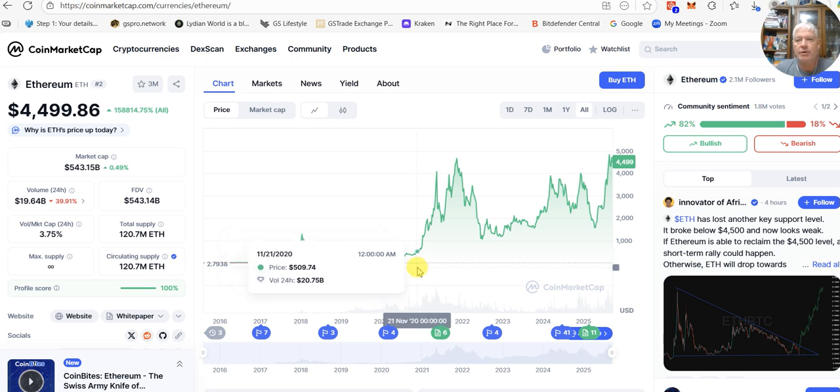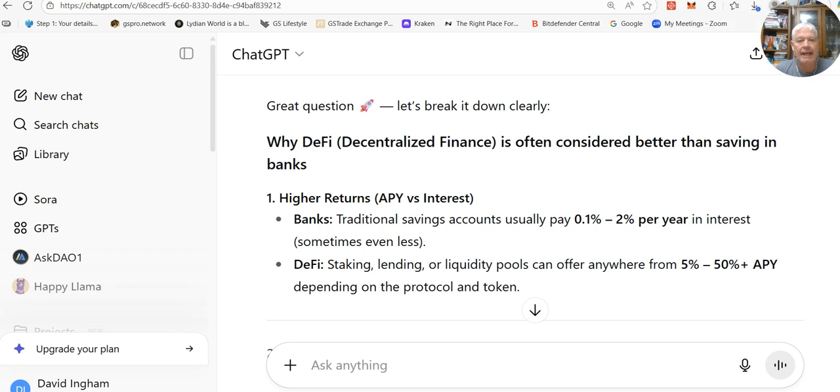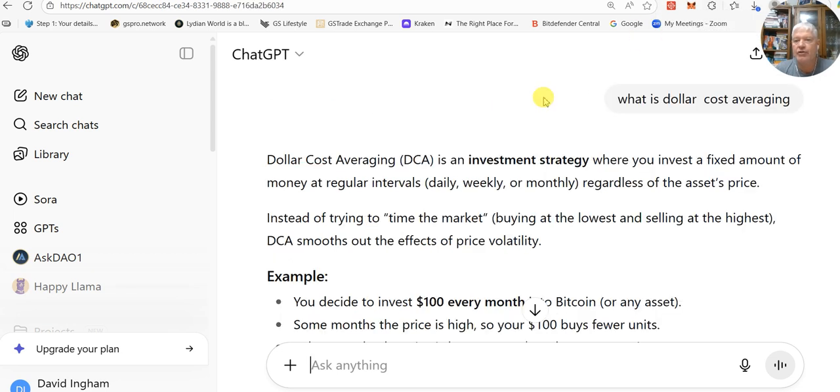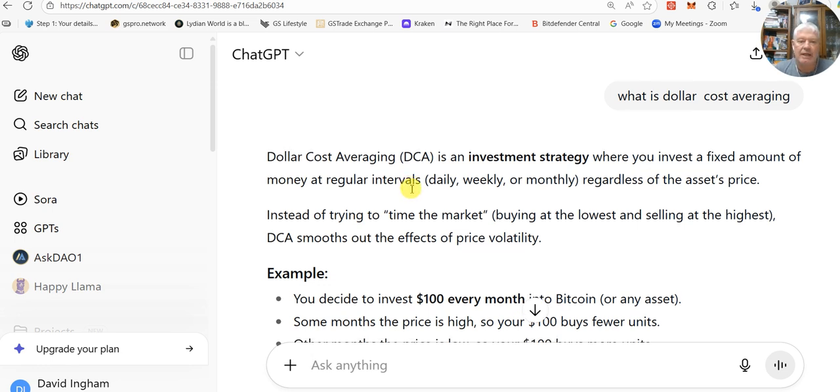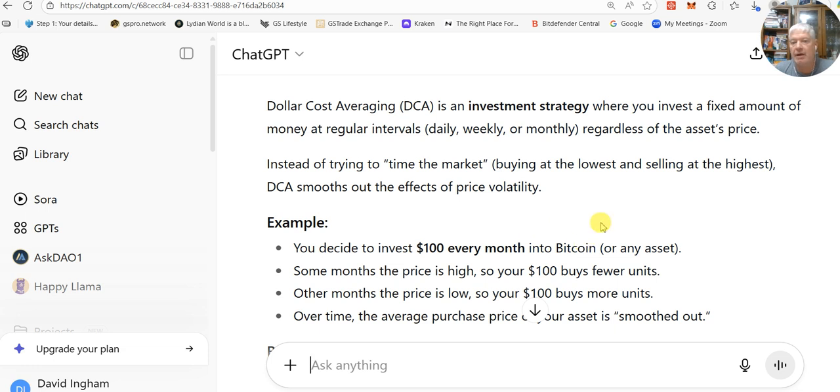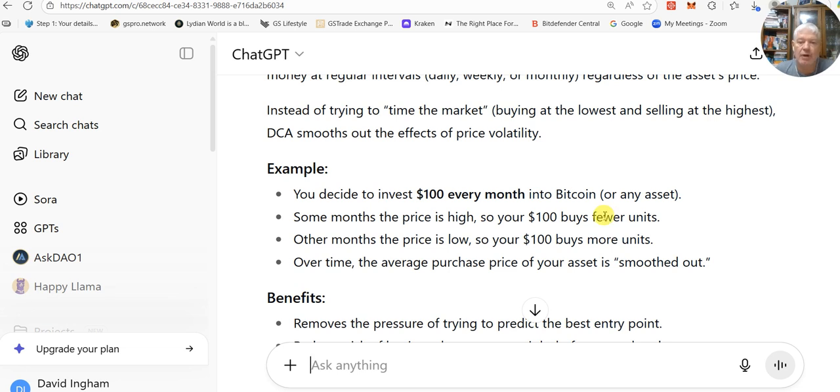So also what I wanted to do was a little bit of a chat with ChatGPT for the benefit of you guys. And I just said, what is dollar cost averaging? Okay. So dollar cost averaging, DCA, is an investment strategy where you invest a fixed amount of money at regular intervals, daily, weekly, or monthly, regardless of the asset price. Instead of trying to time the market, buying at the lowest and selling at the highest, DCA smooths out the effects of price volatility. So for example, say you decided to do $100 every month into Bitcoin.